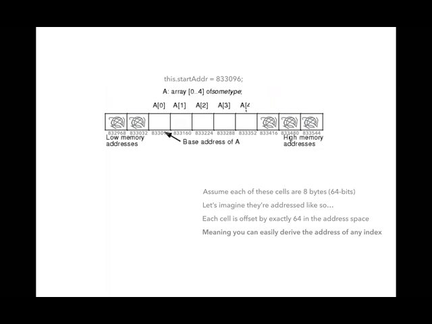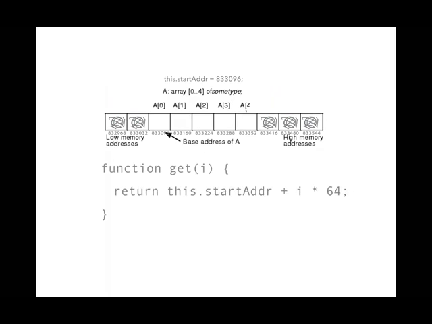What this means is that you can very easily derive the address of any index just knowing the start address. Hopefully you have some intuition why. What a function to get the thing looks like, as pseudocode, is how you determine the address you need to load from. You make this load command, which a CPU knows how to do; it's a primitive CPU operation to load something into a register. It takes the start address, which it knows because the array knows its start address, that's why this.startAddress equals whatever.